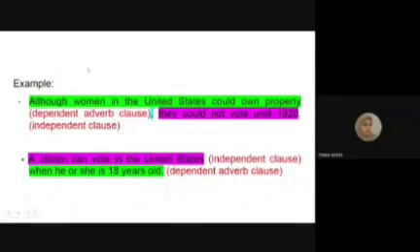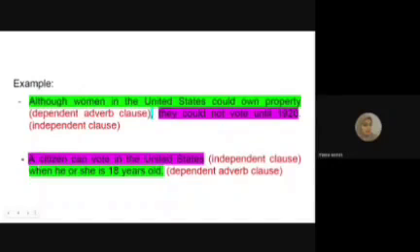So we said you can write the adverb clause either before the independent clause or after it. The first example is where the adverb clause is before the independent clause. Now let's move to the second sentence, which starts with the independent clause. A citizen can vote in the United States when he or she is 18 years old.